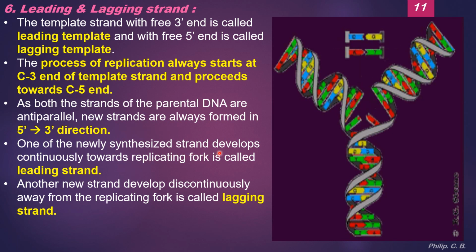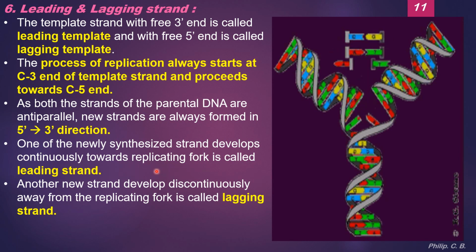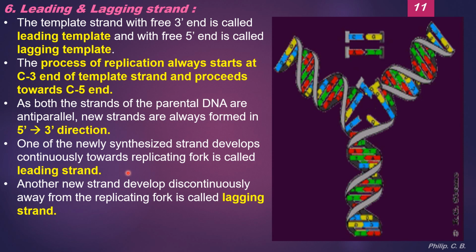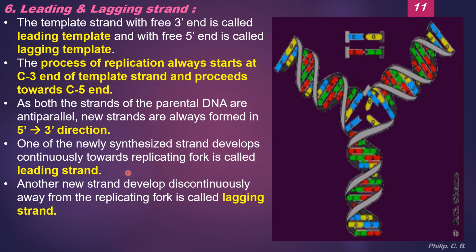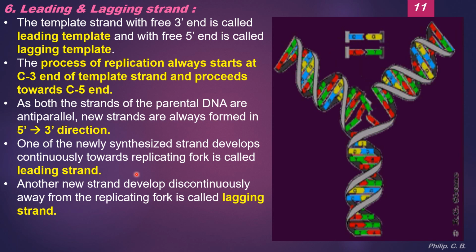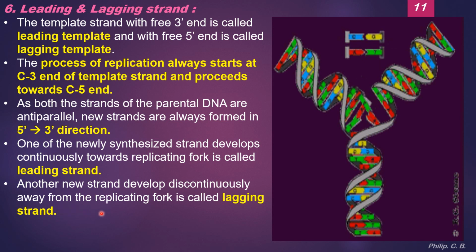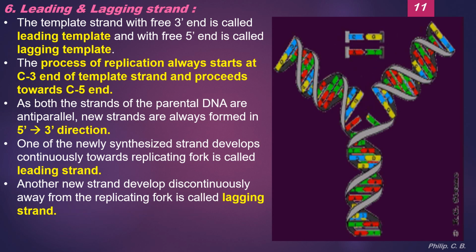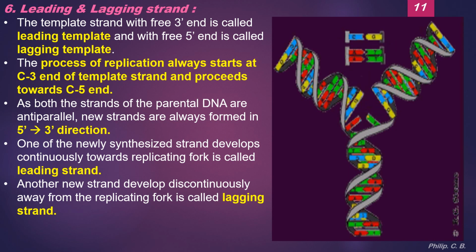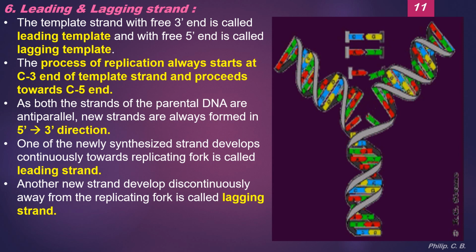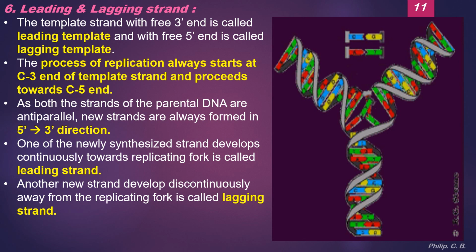One of the newly synthesized strands develops continuously towards the replicating fork and is called the leading strand. So which one is the leading strand? The newly synthesized strand which is continuously formed towards the replicating fork. Another new strand developed discontinuously away from the replicating fork is the lagging strand. So the one which is continuous is the leading strand. The one which is discontinuous in the replicating fork is the lagging strand.